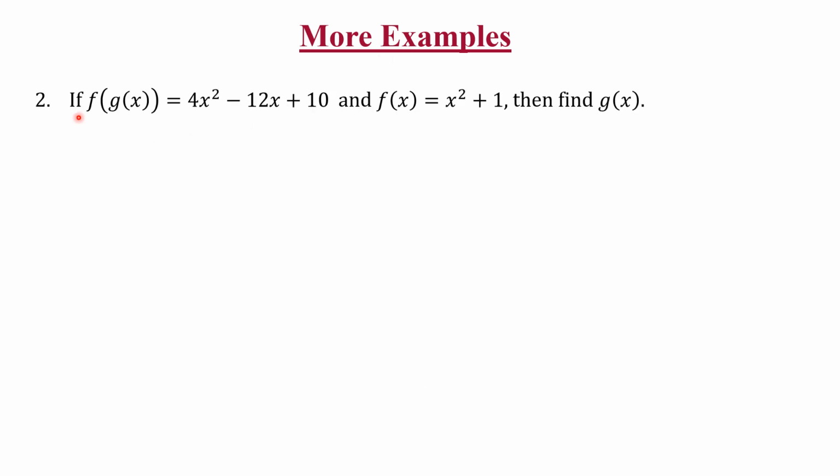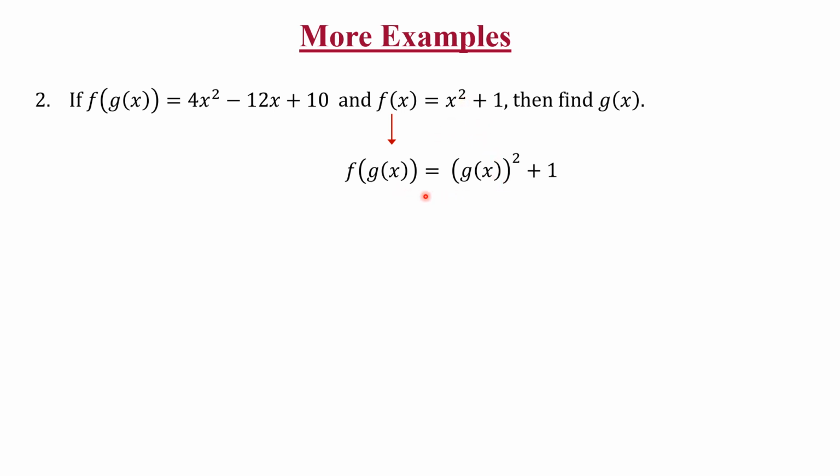For the second example, if f of g is equal to this polynomial and f of x is equal to x squared plus 1, then find g of x. So to find f of g, since we have a given f of g here, we can start from this function by solving f of g again, by putting g of x inside the function f for every x. So it will give us the square root of g plus 1 instead of the square root of x plus 1.